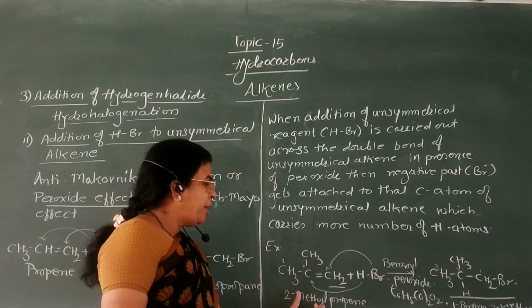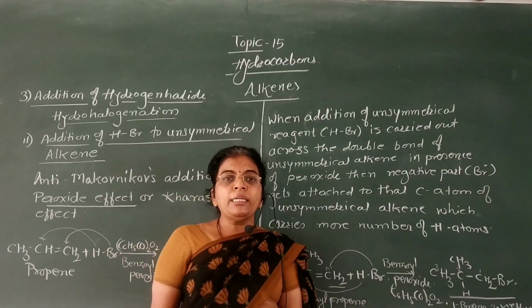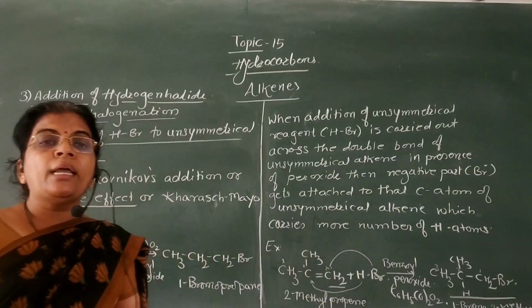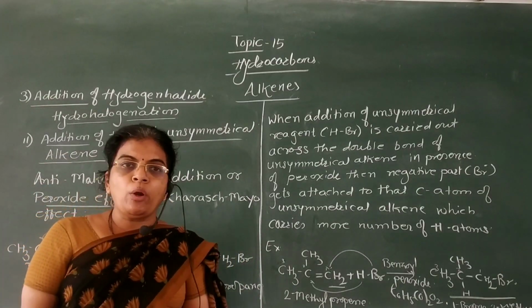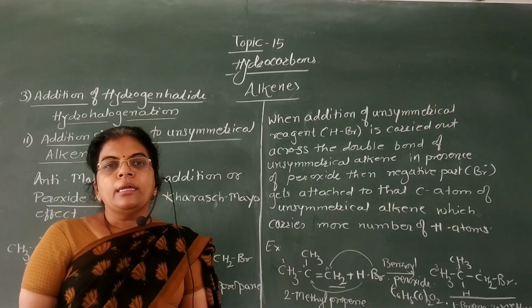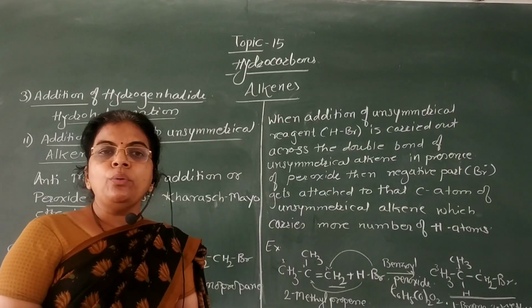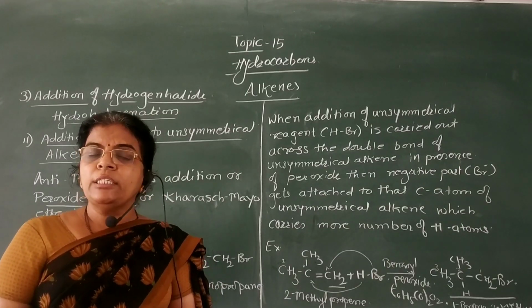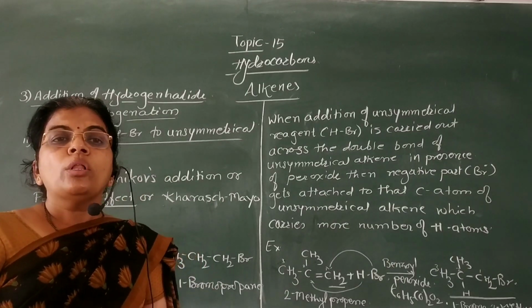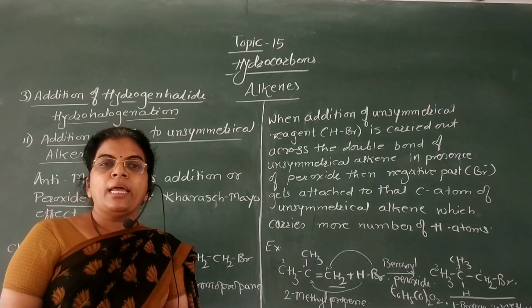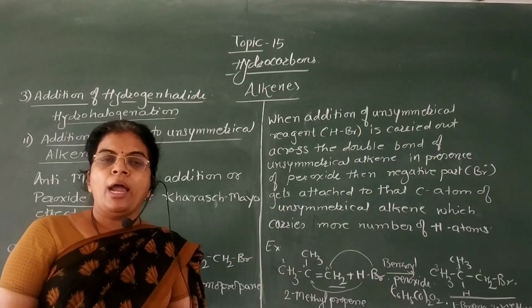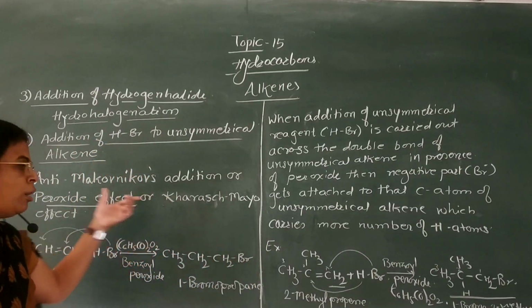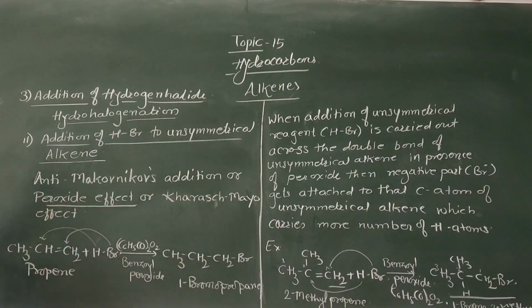In this way, when the addition of an unsymmetrical reagent is carried out across the double bond of an unsymmetrical alkene in presence of peroxide, then addition takes place according to anti-Markovnikov's rule, that is, the negative part of the reagent, that is Br minus, gets attached to that carbon atom of the alkene which carries more number of hydrogen atoms. It is called the peroxide effect.